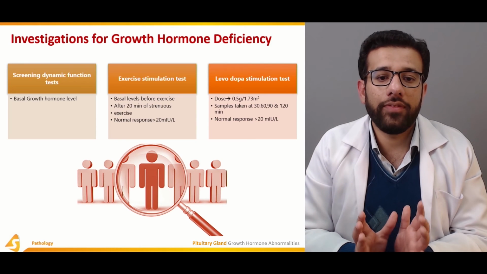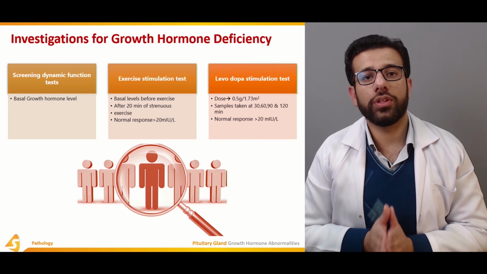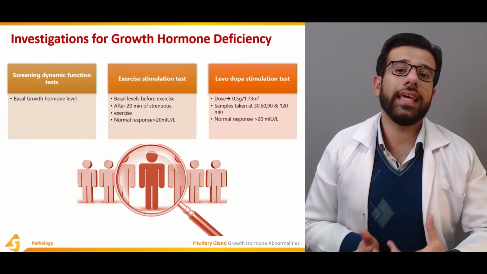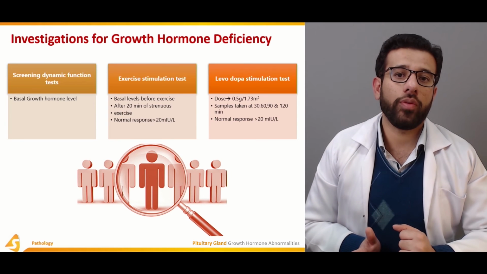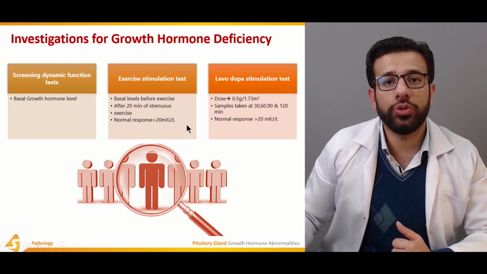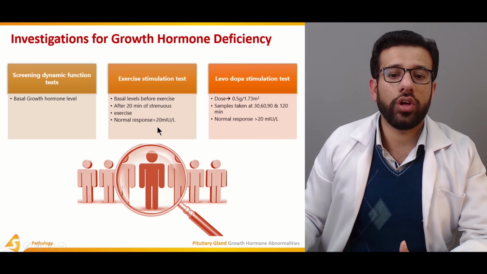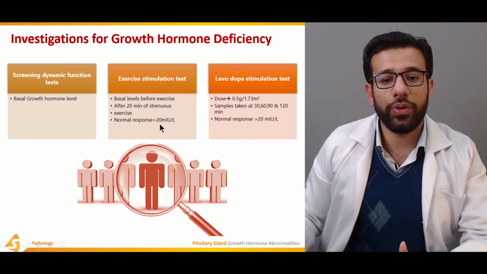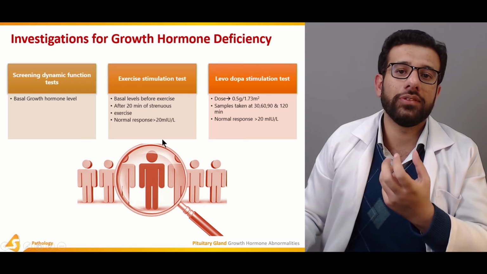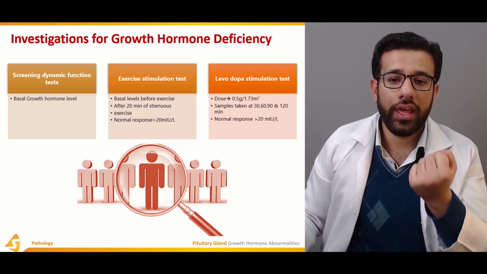So in the investigations of growth hormone deficiency, first we will perform the basal growth hormone level. Then we ask the patient to exercise for 20 minutes, and then we reassess the growth hormone level. If there is an increase of greater than 20 milli-international units per liter in the patient, then the patient has a normal response. Any response less than 20 milli-international units per liter, then we label the patient as growth hormone insufficiency or growth hormone deficiency.